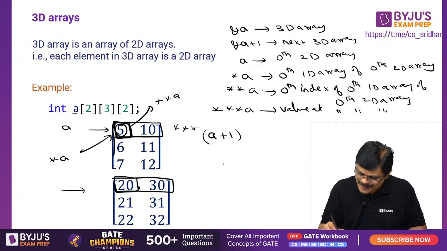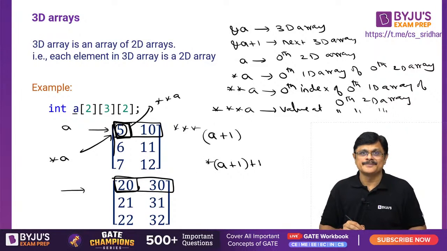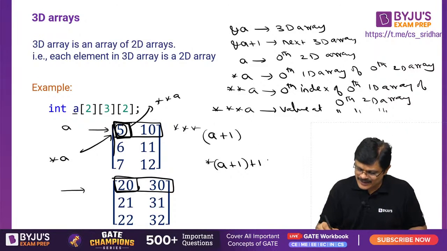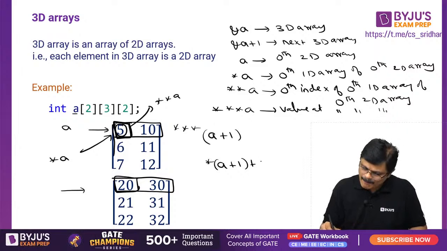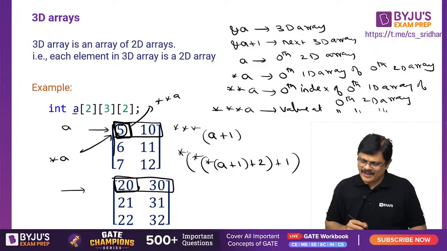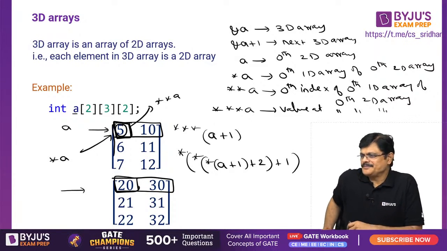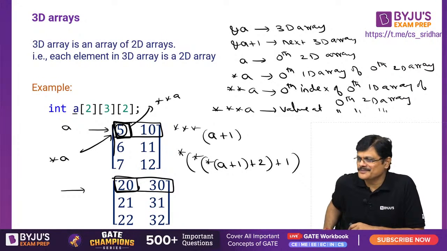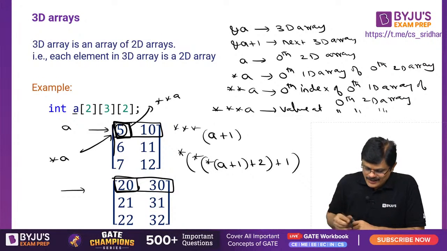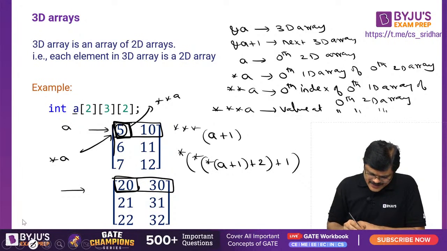Okay. So for example, if I do *(*(A plus 1) plus 2) plus 1, what does it refer to? So here what is happening? Let us try to understand.